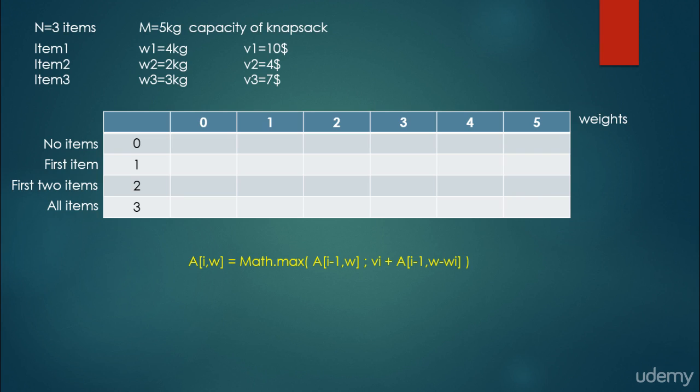So in the knapsack table, the columns represent the weights from 0 to the maximum capacity of the knapsack, and it is an integer programming problem, so we cannot have 2.5 kilograms.